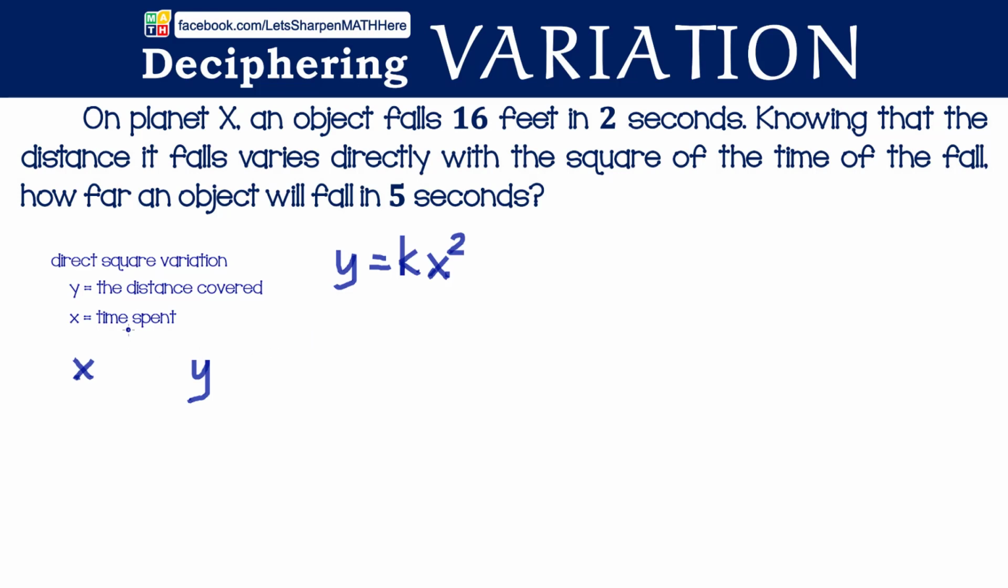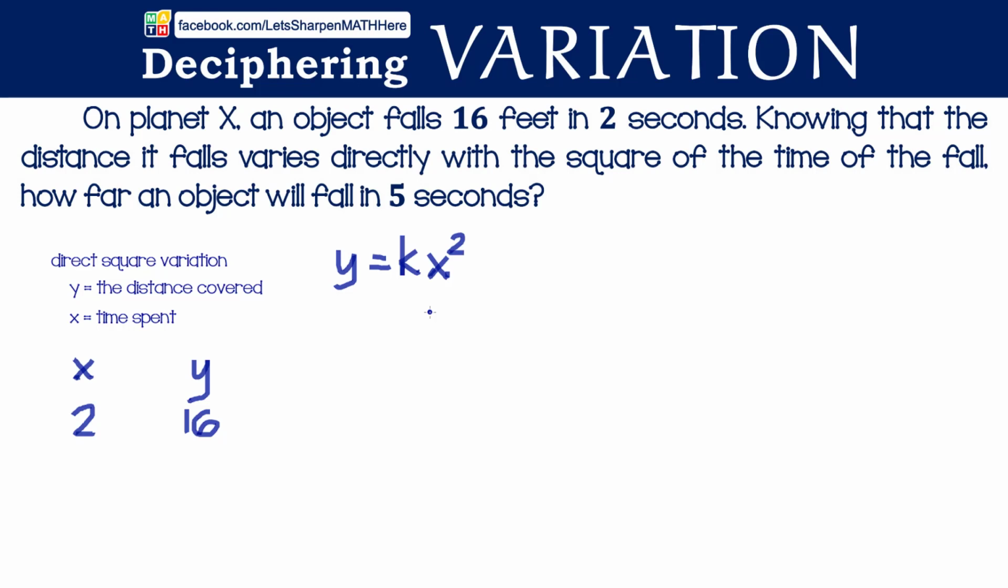x stands for the time spent. So when you look at the first statement, an object falls 16 feet in 2 seconds, your 2 is your independent variable, and the distance, or you could also say height, in feet is 16. That's for your first pair. Now we will be using this to get the value of k as the constant of variation or constant of proportionality, which will be used to solve the unknown.